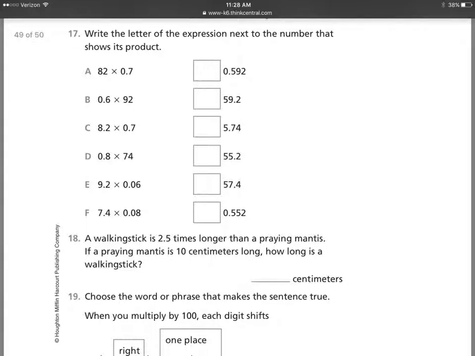Number 18 is a word problem. We are doing it. A walking stick is 2.5 times longer than a praying mantis. If you knew how long a praying mantis was, you should be able to tell me how long a walking stick is. They tell you how long a praying mantis is right here. It's also a power of 10. There's several ways to solve this. Could be done in your head, or you may need to write it out.